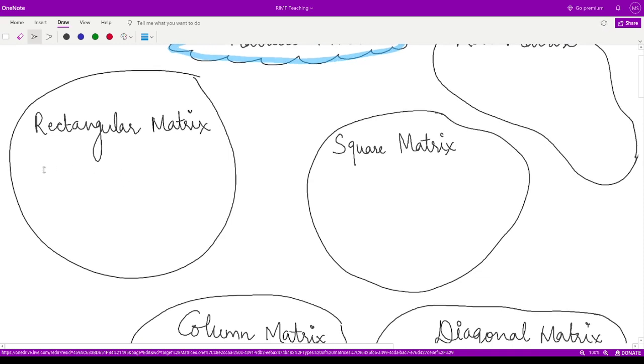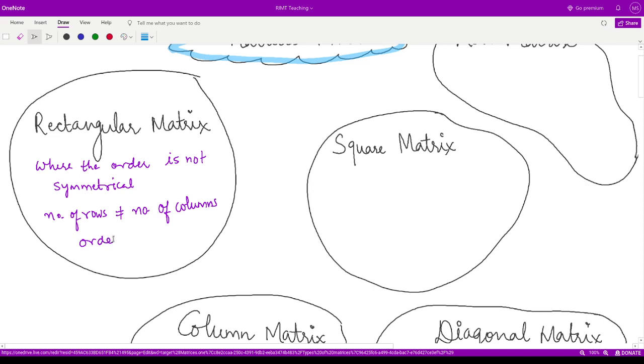Any matrix where the order is not symmetrical. By symmetrical, what do I mean? That means the number of rows is not equal to the number of columns. If I am representing the order of any matrix as m cross n, that means I have m rows and n columns, right? So for the rectangular matrix, m would not be equal to n, right?